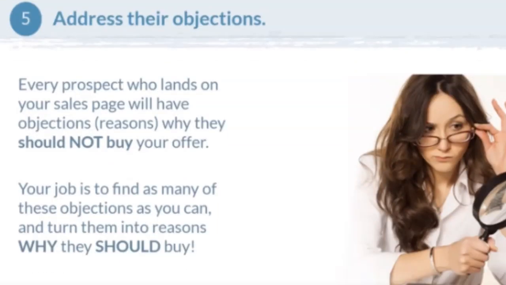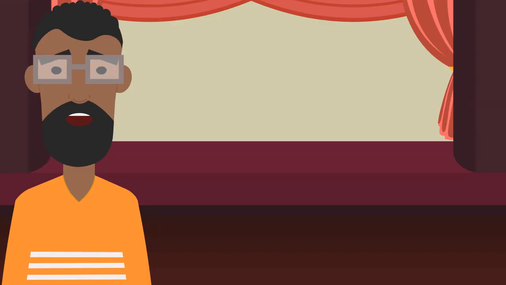Rule number 5, address objections properly. Every prospect who lands on your sales page will have objections or reasons why they shouldn't buy your offer. Your job is not only to find as many of these objections as you can, but also turn them into reasons why they should buy. For example, their objection might be, "It's too expensive, I can't afford it." Your response should be, "You can't afford not to buy."